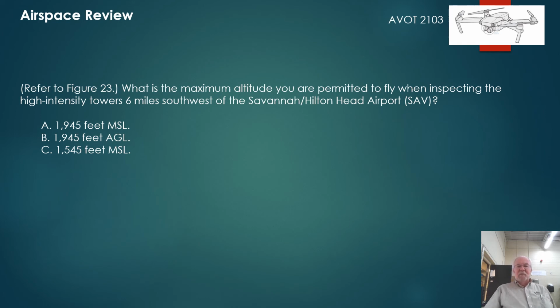Refer to figure 23. What's the maximum altitude you're permitted to fly when inspecting the high-intensity towers 6 miles southwest of the Havana Hilton Head Airport? Okay. Several clues to help you. It says inspecting the high-intensity towers, plural. So we're looking for more than one tower. If you want to know how far 6 miles is, there's a scale on the side of the chart. It'll tell you if you want to measure that out.